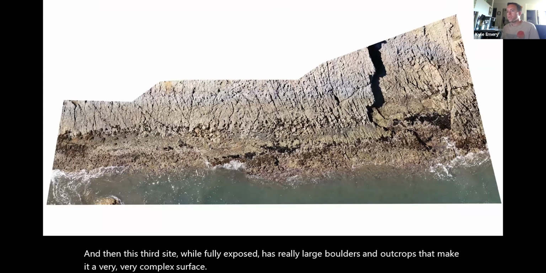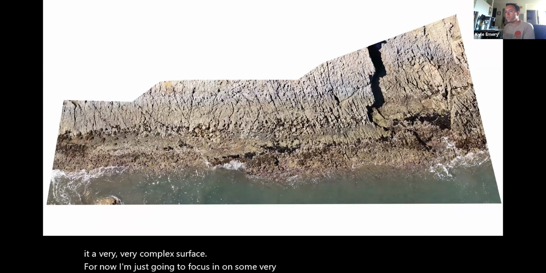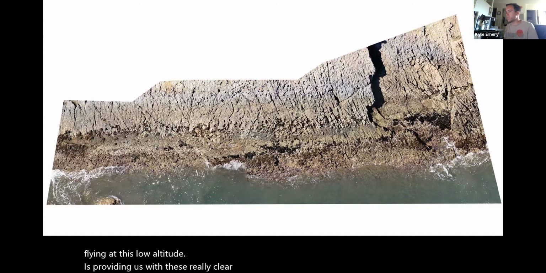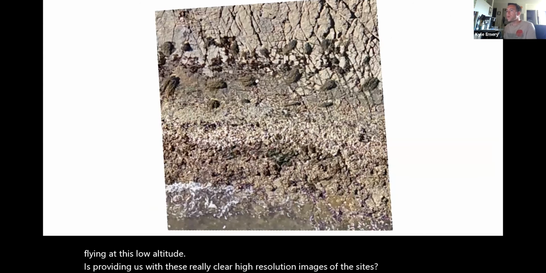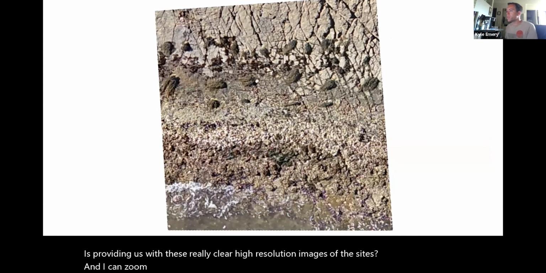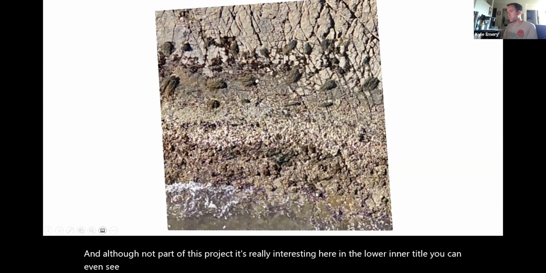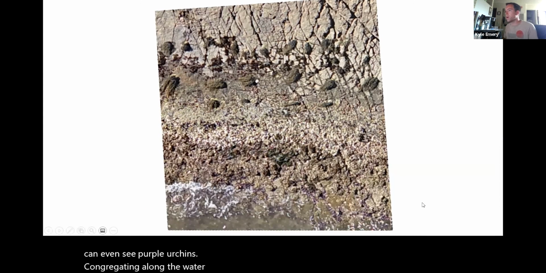For now, I'm just going to focus in on some very preliminary imagery that we've got from the first site. So here again is a clipped orthomosaic of the full site. So you can see, just like on the beach, flying at this low altitude is providing us with these really clear high resolution images of the sites. And I can zoom in to our particular area of focus. And although not part of this project, it's really interesting. Here in the lower intertidal, you can even see purple urchins congregating along the waterline.